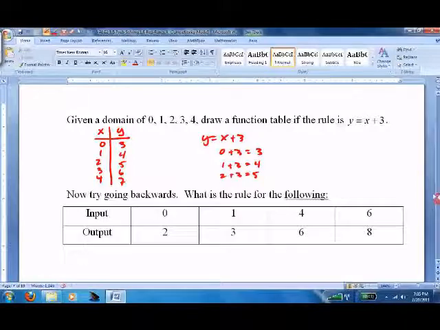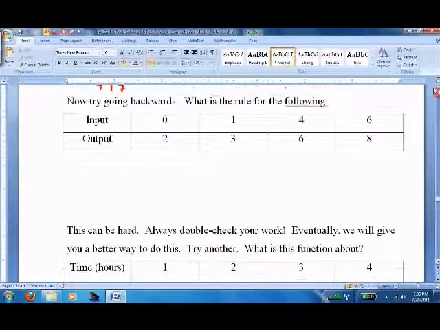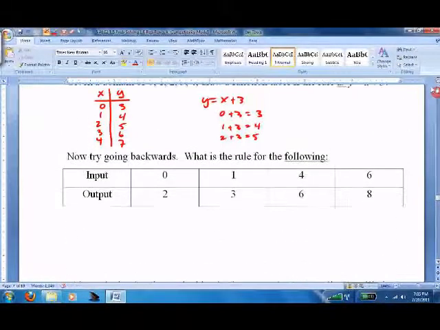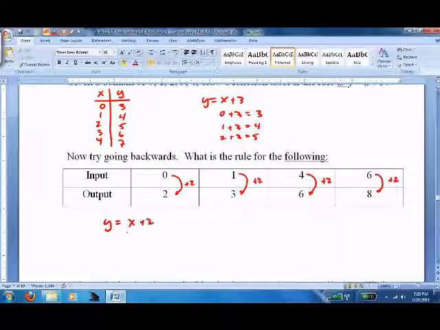Now we're going backwards. What's the rule for the following? And this is a lot trickier. And don't worry if you don't quite get it, because we'll come up to better ways to do it in the future. Input is 0, we get 2 out, so that's 2 more. Input is 1, we get 3 out, that's 2 more. Input is 4, we get 6 out, that's 2 more. Input is 6, we get 8 out, that's 2 more. So I'm going to guess that we get x plus 2.